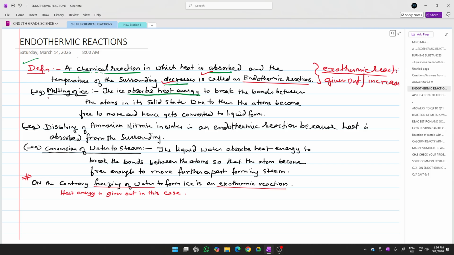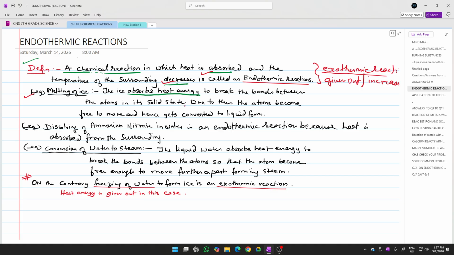Now let us take some examples. The first example is melting of ice. The ice absorbs heat energy to break the bonds between the atoms in the solid state. Ice is in a solid state, so atoms are very close to each other. Heat energy is absorbed by the ice, and this heat energy is used to break the bonds so that the atoms can move apart and move more freely.